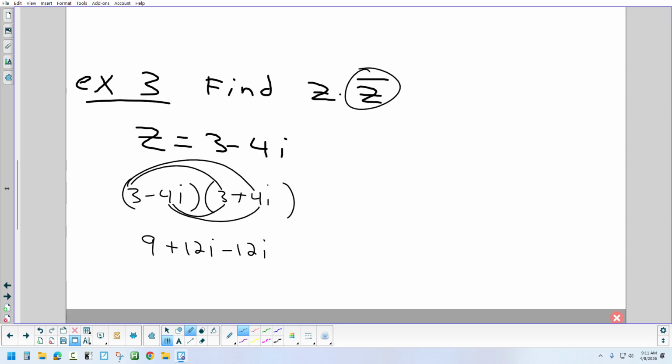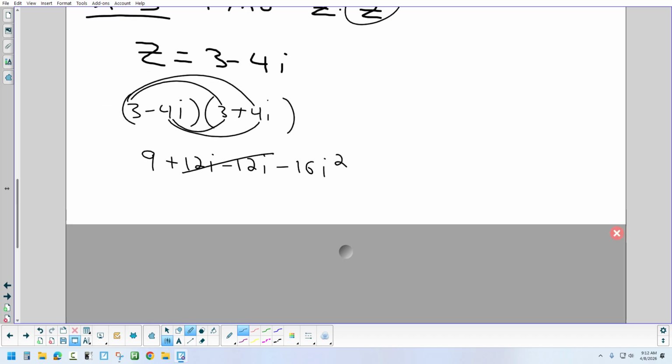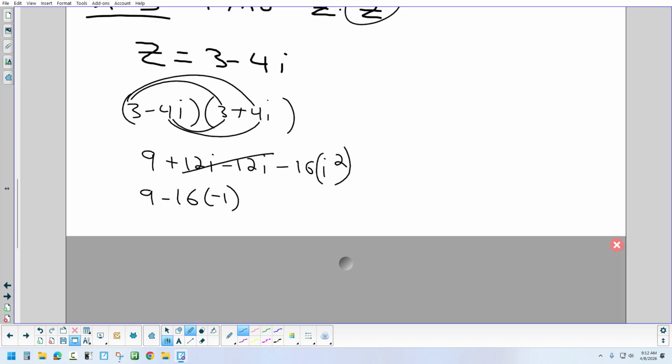Well, it's a negative times a positive, which is a what? It's a negative. And what's 4i times 4i? 16i squared. So it's a negative 16i squared. Now what did we say i squared is? Negative 1. So it's 9 minus 16, but it's 16 times negative 1. What's negative 16 times negative 1? That makes it a positive 16. And what's 9 plus 16? 25.